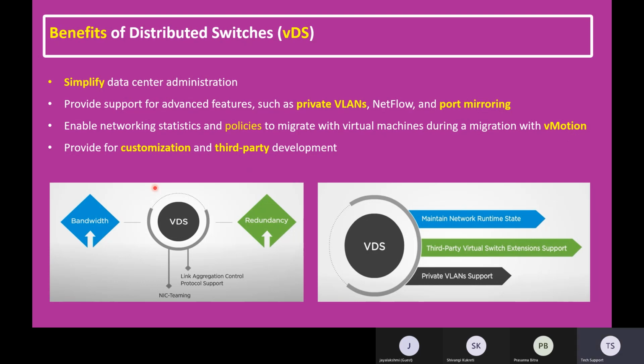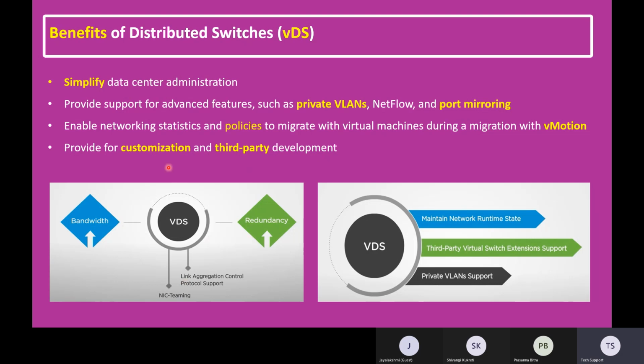Okay. And another point, provide for customization and third party deployment. Third party deployment means suppose you have any external switches, and if you want to communicate with those external switches through the dvSwitch, we have a facility to use API calls. Using the API, we can also do customization at the dvSwitch level, and it will also be supported for your third party products, not only dedicated for the vSphere environment.